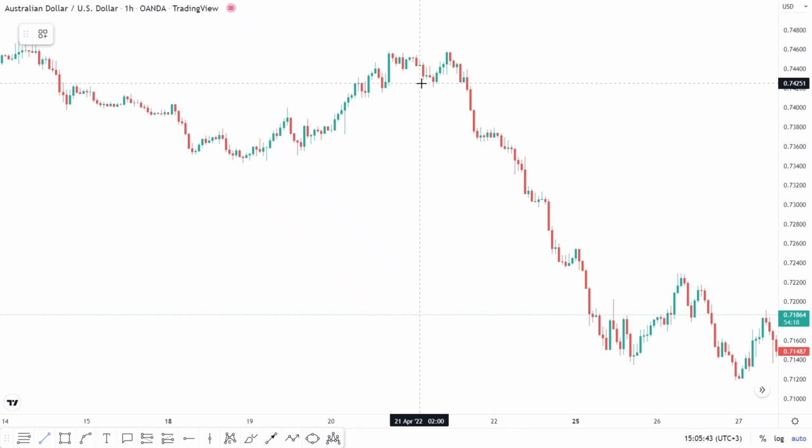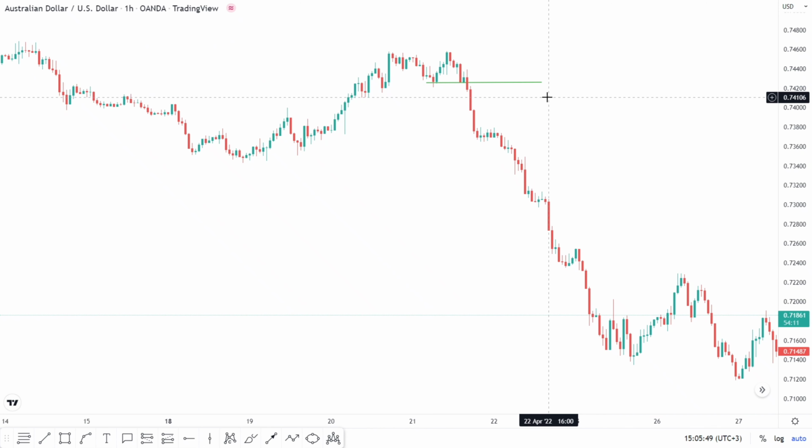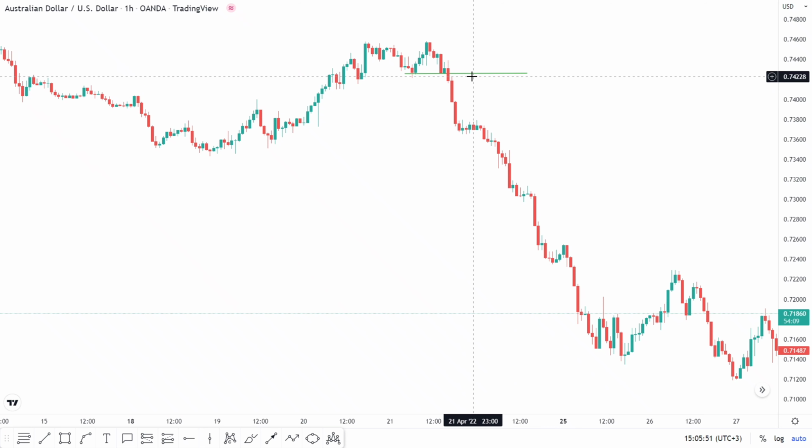You come and mark your neckline here, which is this low at the middle of the pattern, or rather the center. So we want to find our entry anywhere below the neckline. When this candlestick closes below the neckline, that is when we confirm that the M pattern is valid. After confirming the M pattern is valid, we want to find our entry somewhere below.